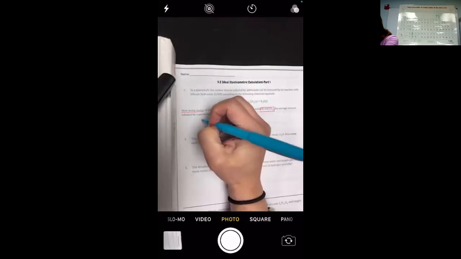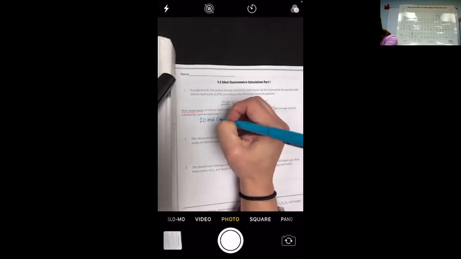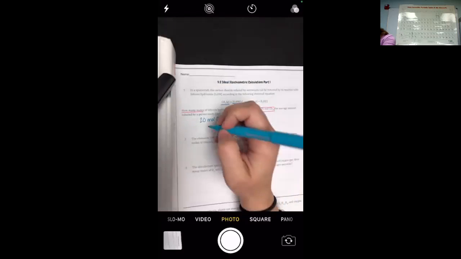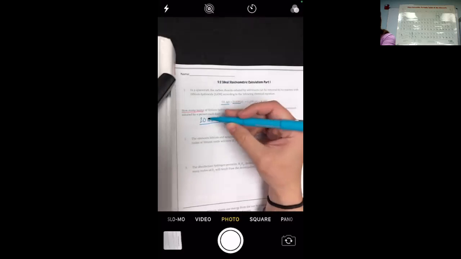Okay, so we are looking at the lithium hydroxide here and carbon dioxide. So I'm going to start with what they give me in the problem. And they give me 20 moles of CO2. Apparently, that is the average amount of carbon dioxide that people exhale every day. You should tuck that away in case you're ever on Jeopardy.